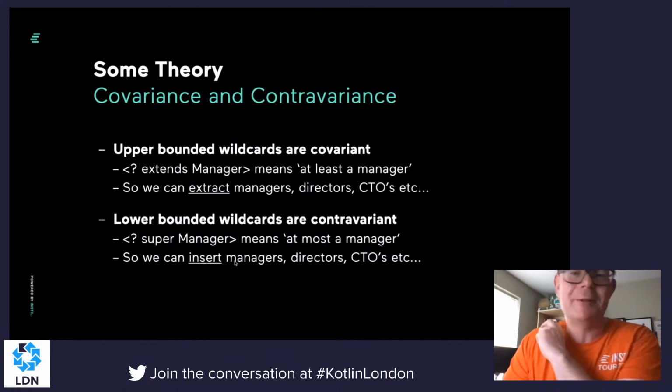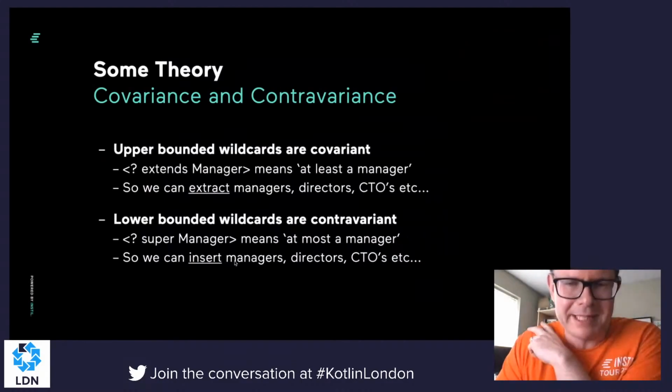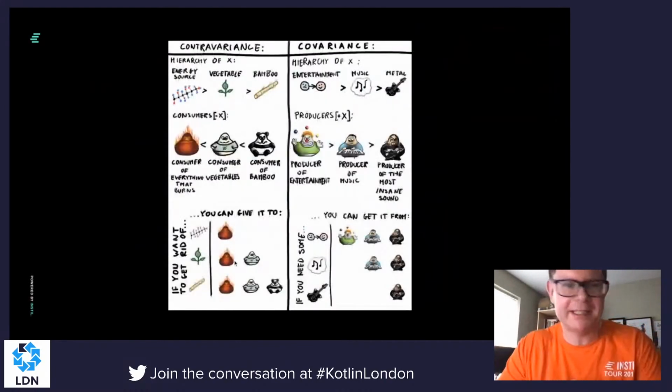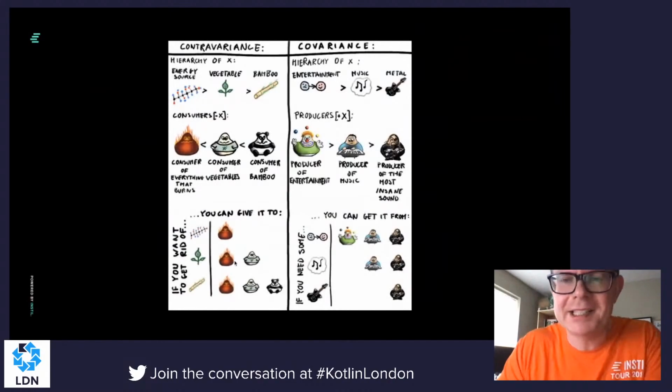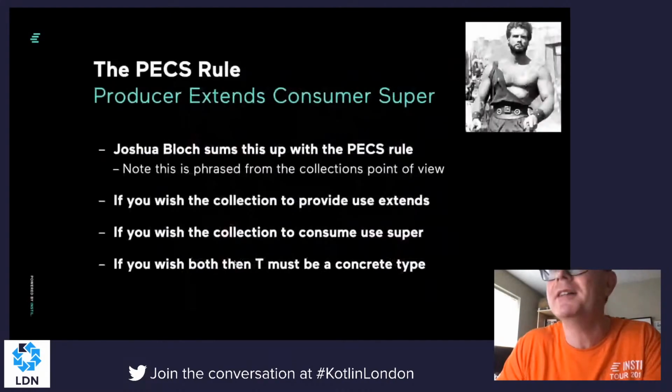So if you're using the upper bounded wildcard, that means covariance. If you're using the lower bounded wildcard, that means contravariance. Yeah. So if something's covariant, then we can extract. If something's contravariant, we can insert. And people are forever coming up with little diagrams. Here's a particularly nice one here to try and explain what that means, but it confuses everybody.